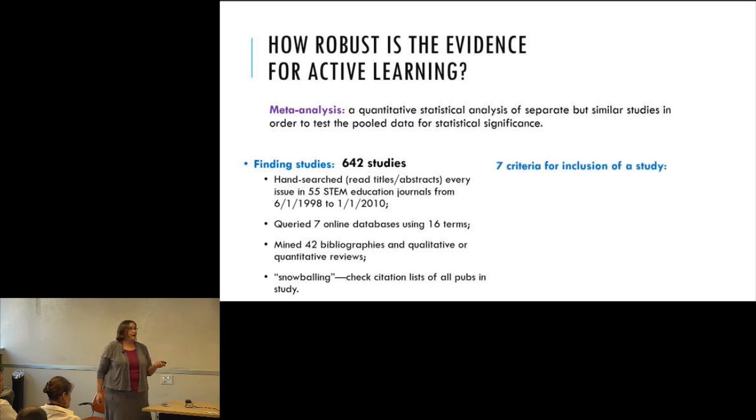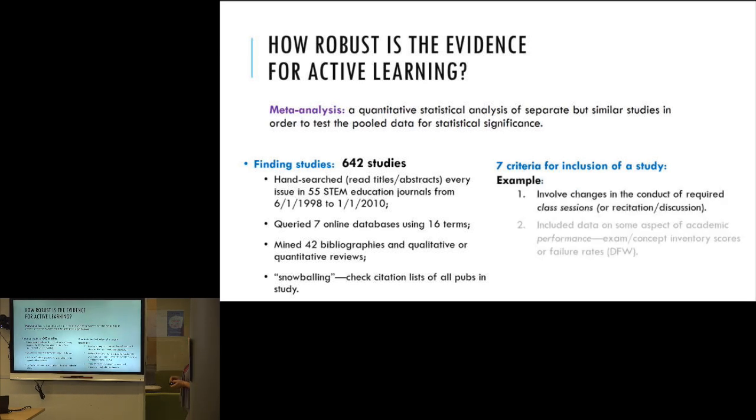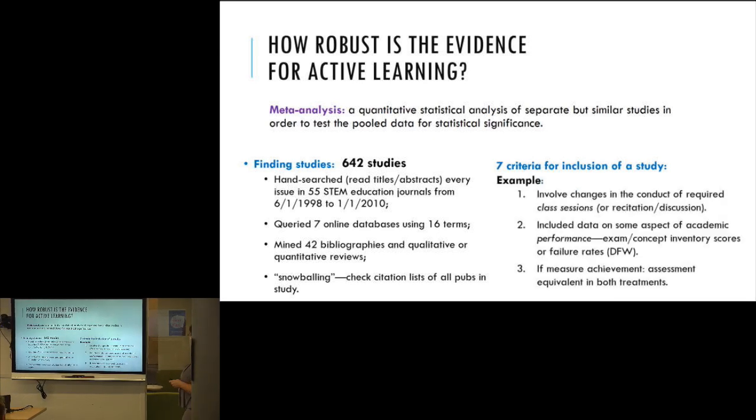But we also have to think about the quality of the studies themselves, because we want to analyze similar studies. We can't just pool everything together. So we had to think about what our criteria were here, and we had 7 criteria. I'm just showing you 3 of them. For example, some people, when they did interventions, would change a recitation or some voluntary outside of class activity. We didn't include those. We only included when the instructors changed the class sessions themselves.